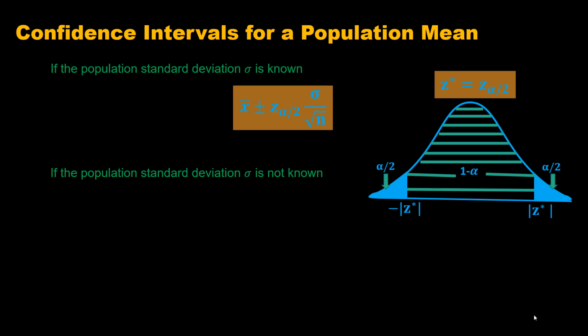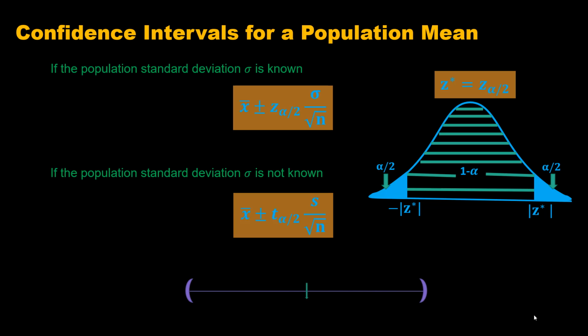So what do you think? What are the changes? It is x bar plus or minus t alpha over 2 s over root n. Then tell me what is the s? S is the sample standard deviation. Because we don't know sigma, we don't know the population standard deviation, therefore we can use the sample standard deviation for sigma. Then again x bar plus or minus t alpha over 2 s over root n.